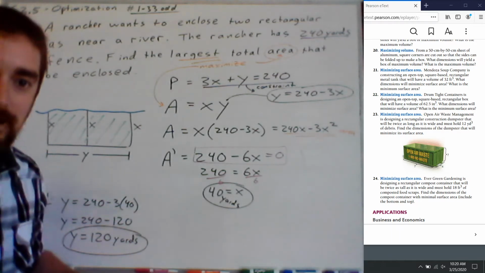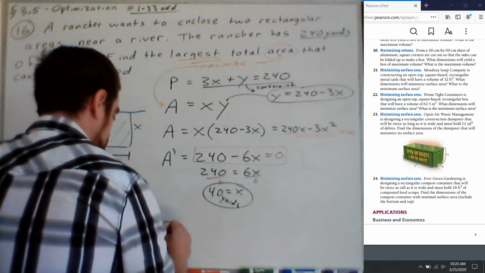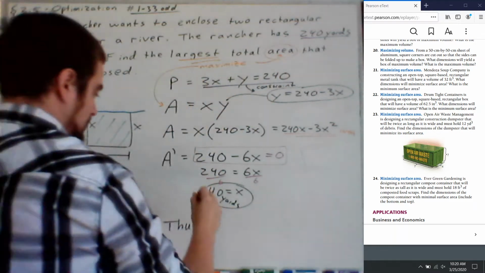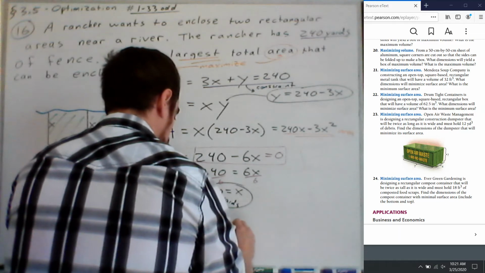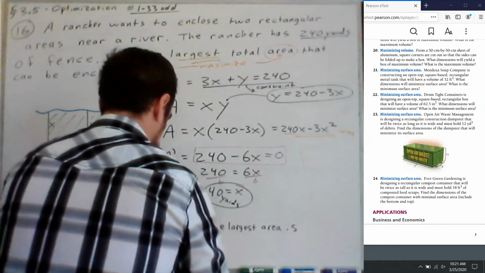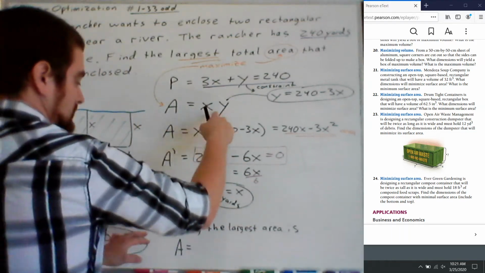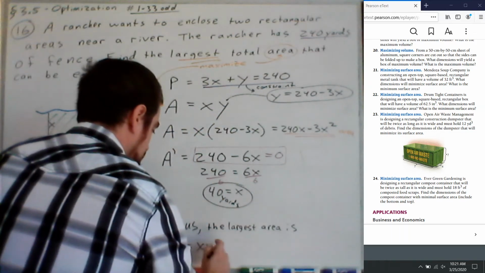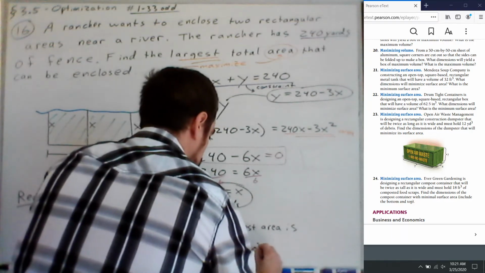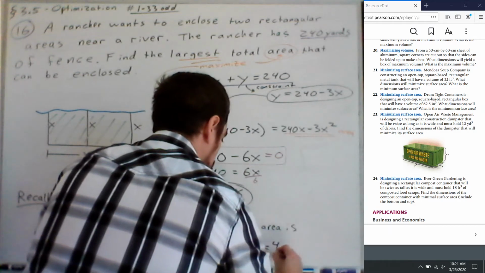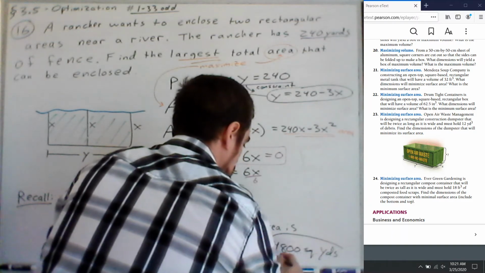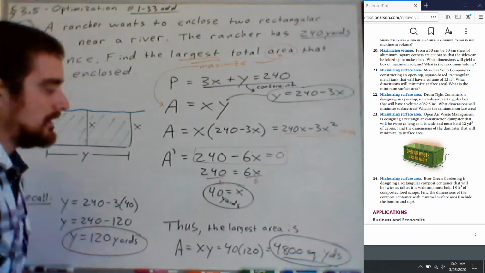Now we're ready to finally answer the question. Thus, the largest total area that can be enclosed, I'll just say the largest area, is A equals x times y, which we found to be 40 times 120, which is 4,800 square yards. There we go. And now we've got our final answer.